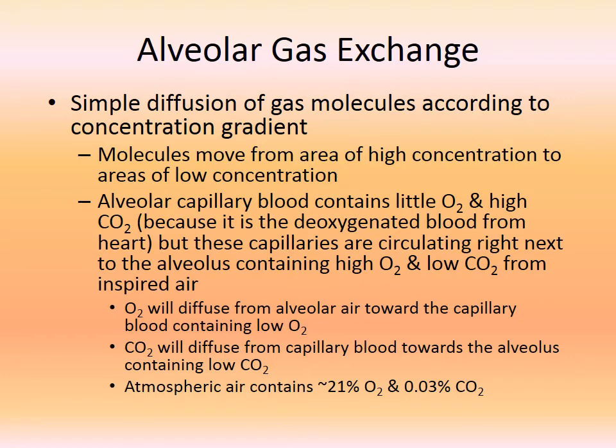Continuing on with gas exchange: simple diffusion of gas molecules according to the concentration gradient. That is how oxygen moves into the blood and how CO2 moves out. Molecules move from an area of high concentration to an area of low concentration. The alveolar capillary blood contains very little oxygen, right? It's the deoxygenated blood coming from the heart, but it has a lot of CO2 because it's carrying all the waste it picked up from our whole body.